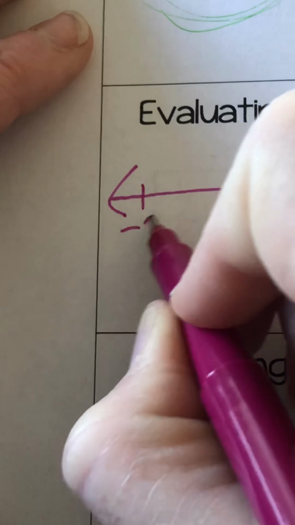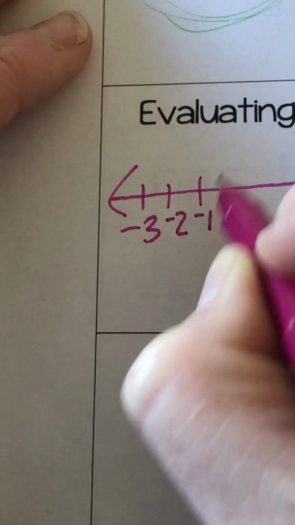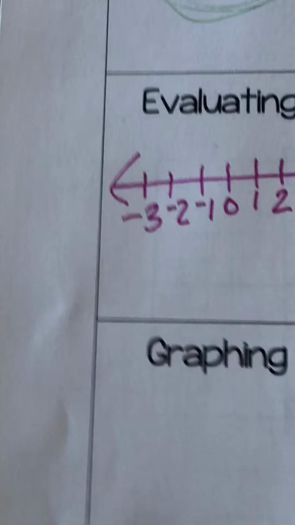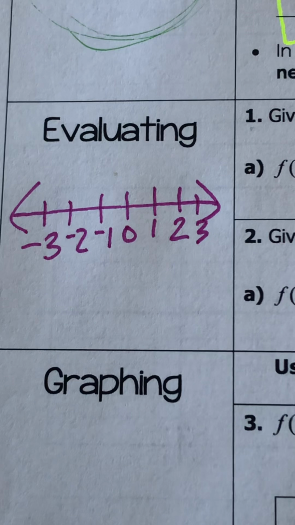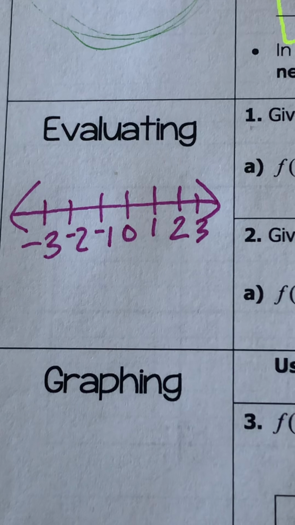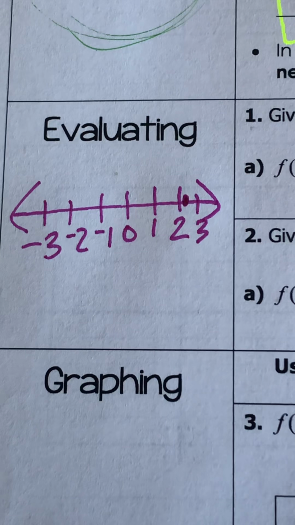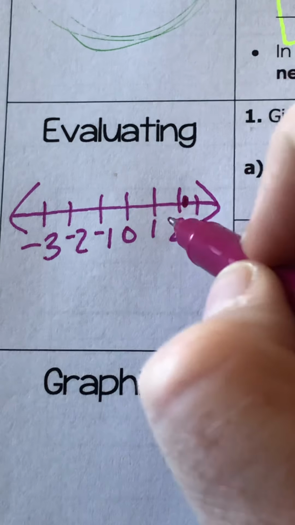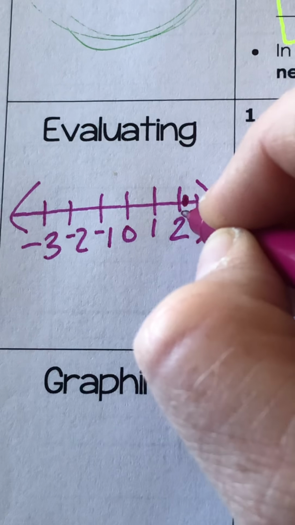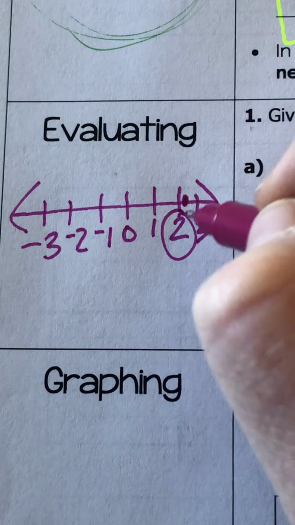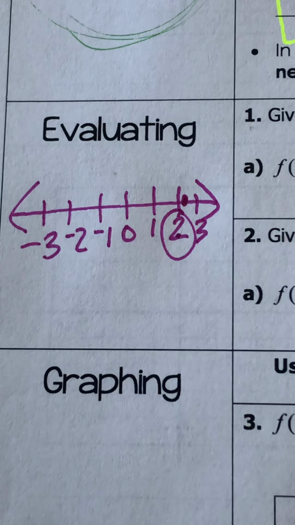Integers here: -3, -2, -1, 0, 1, 2, 3. Those are all integers. I can't have a decimal. So if I'm talking about 2.3, somewhere around there, what is the greatest integer, or the closest integer to that without going above it, to 3? That would be 2.